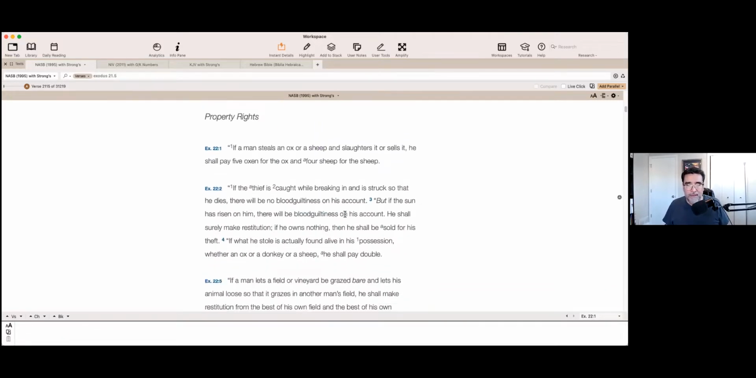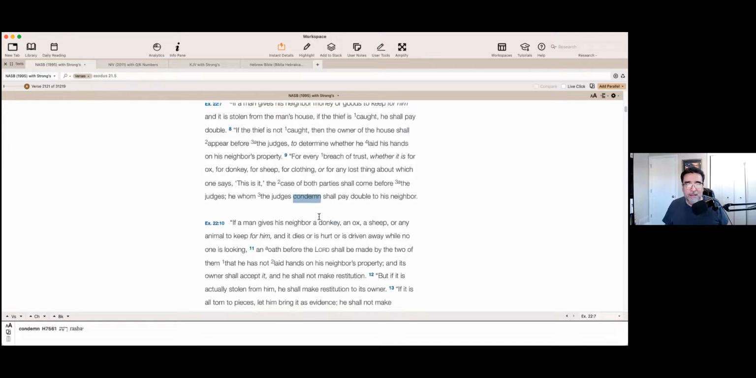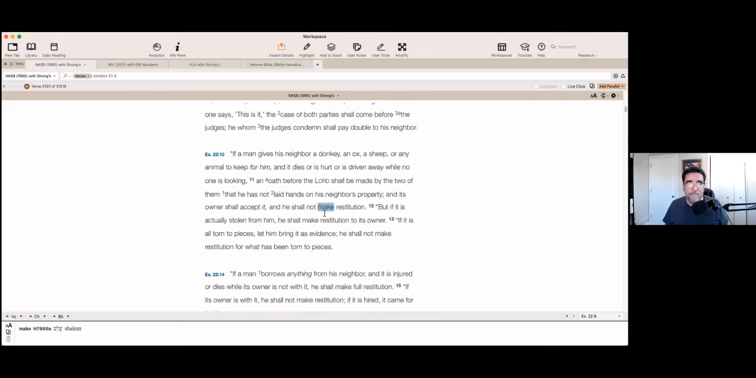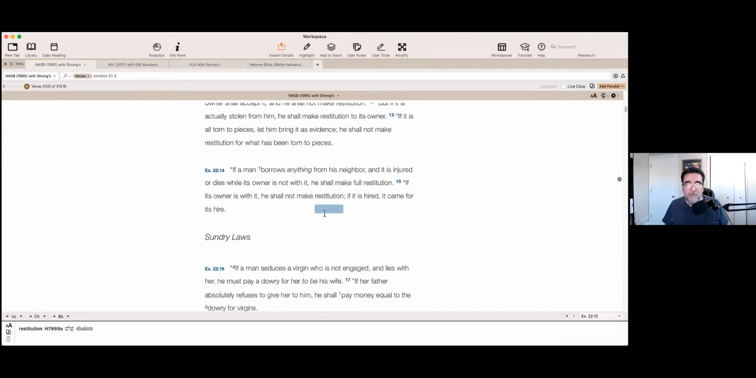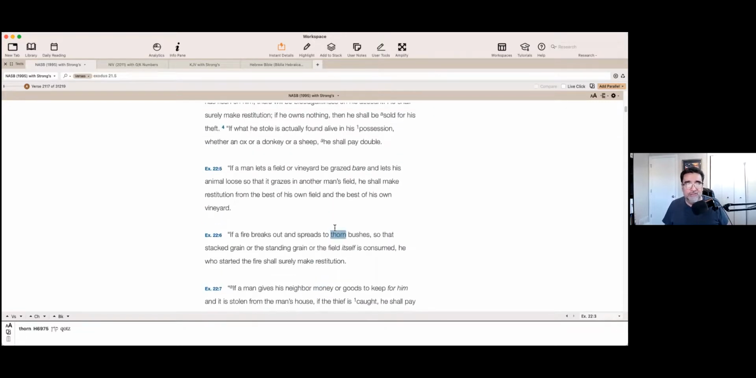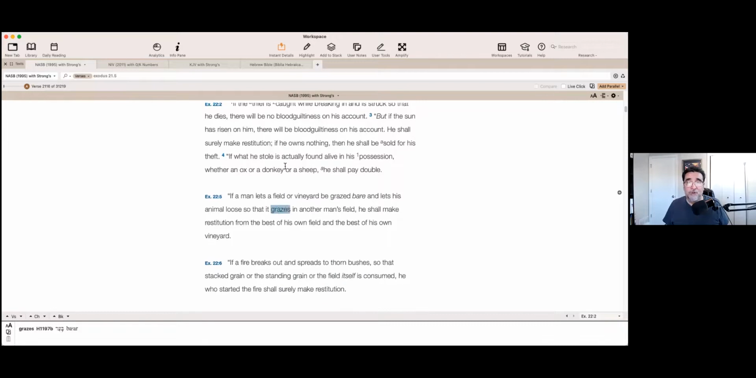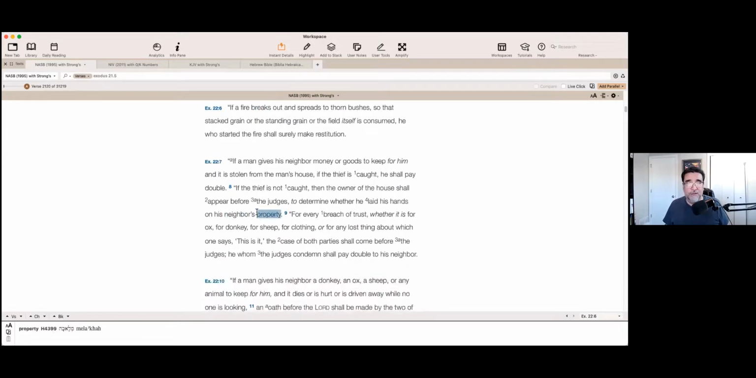All right, I think I'm not going to be able to get into these other chapters here. I spent so much time, but hopefully that discussion was helpful for you. The whole of chapter 22 is pretty much just other individual examples of negligence, right? If a fire breaks out and spreads to thorn bushes so that stacked grain or the standing grain of the field itself is consumed, he who started the fire shall make restitution, right? And it's similar things here.